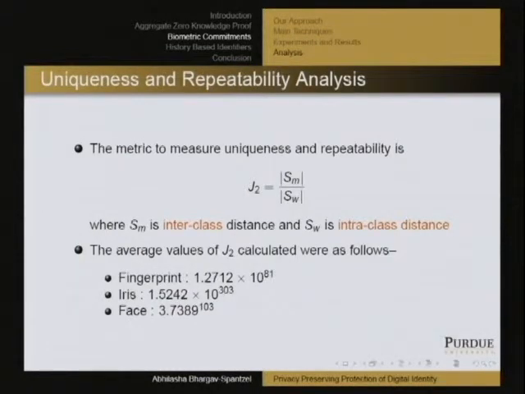Then we also looked into the uniqueness and the repeatability. I talked about the interclass and intraclass. This is basically a ratio of the interclass by the intraclass distances. The main idea here is that we need large interclass distances. Two different people should be very different from each other. So this number would be big if we had large interclass distances and small intraclass distances, so the same person is able to regenerate their biometric key at different instances. So we got some big numbers over there.